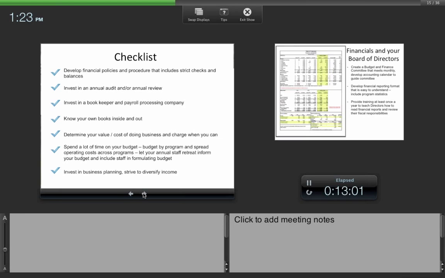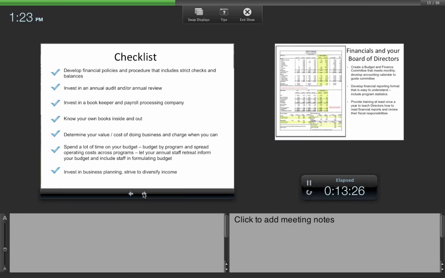Same with a funder. Determine your value, a cost of doing business, and charge when you can. Spend a lot of time on your budget. Budget by program, spread operating costs across programs. Let your annual staff retreat inform your budget and include staff in formulating the budget. Again, that helps create that ownership.